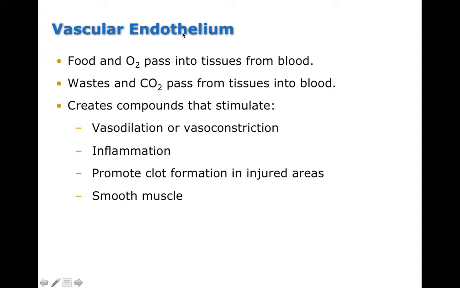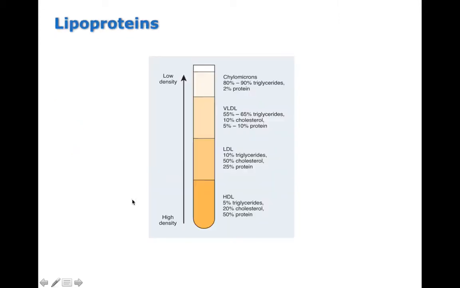What's interesting about the endothelium too is it can create compounds that can either vasodilate or vasoconstrict. We call these the autoregulatory compounds, and these can change the vessel diameter. It's involved with inflammation. It's also involved with promoting clot formation if it's injured, and it helps to nourish the deeper smooth muscle layer by allowing for the exchange of nutrients across the membrane.